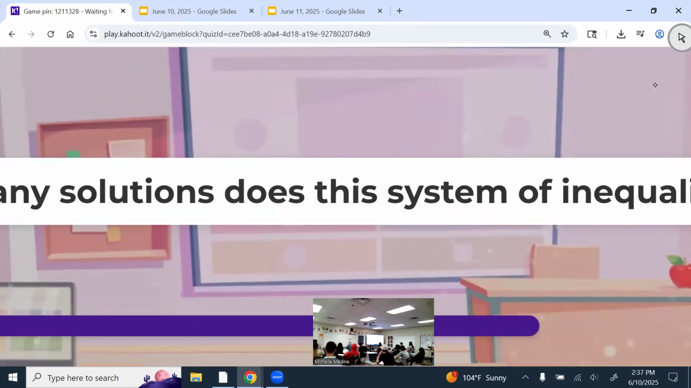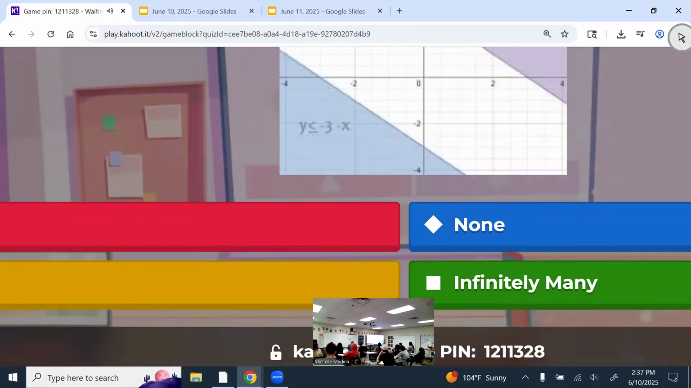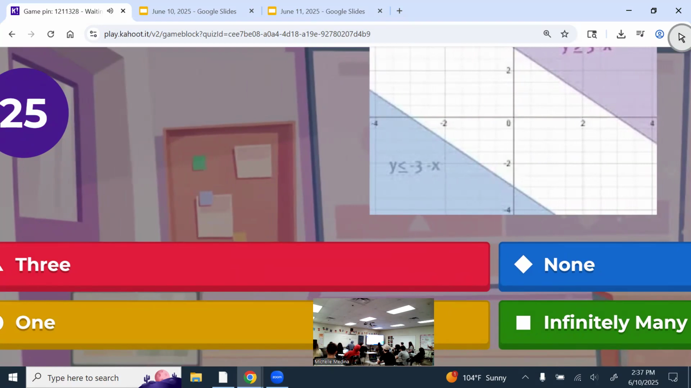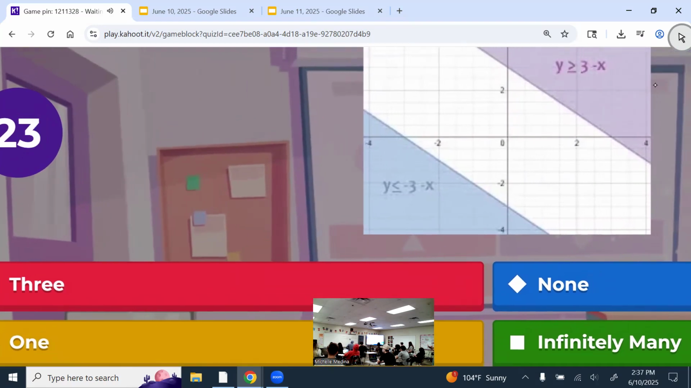Okay, how many solutions does this system of inequalities have?